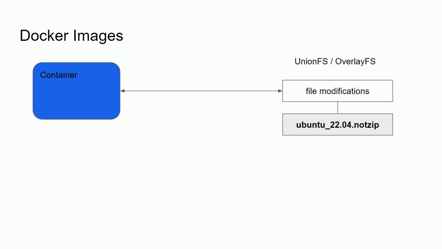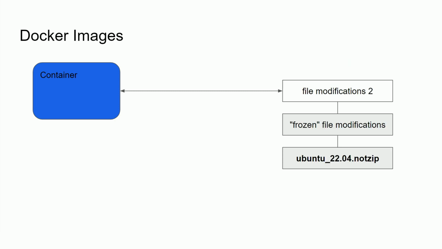It's read-only after all. But what we can do is freeze our file modifications into a new read-only layer and treat the two layers together as a new image. And when we start a new container on those two layers, Docker will again add a new layer on top to hold any new file modifications. And of course, all of this is invisible to the container. Docker takes care of merging all of those layers together so that it appears to be a single read-write file system.